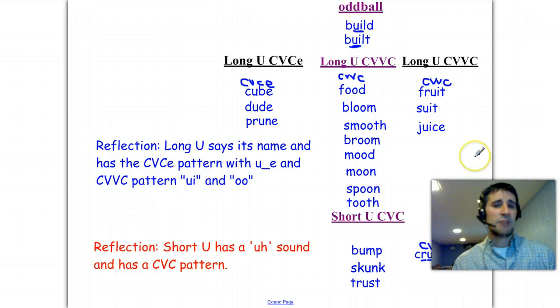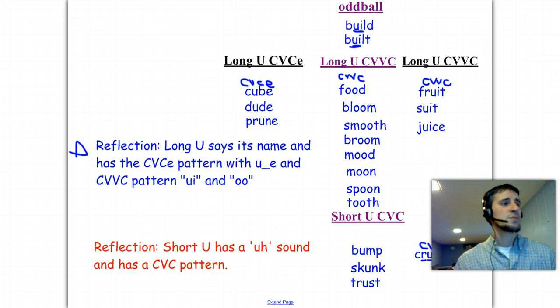So double check your patterns, make sure that you have the reflections written down, and you will be good to go.